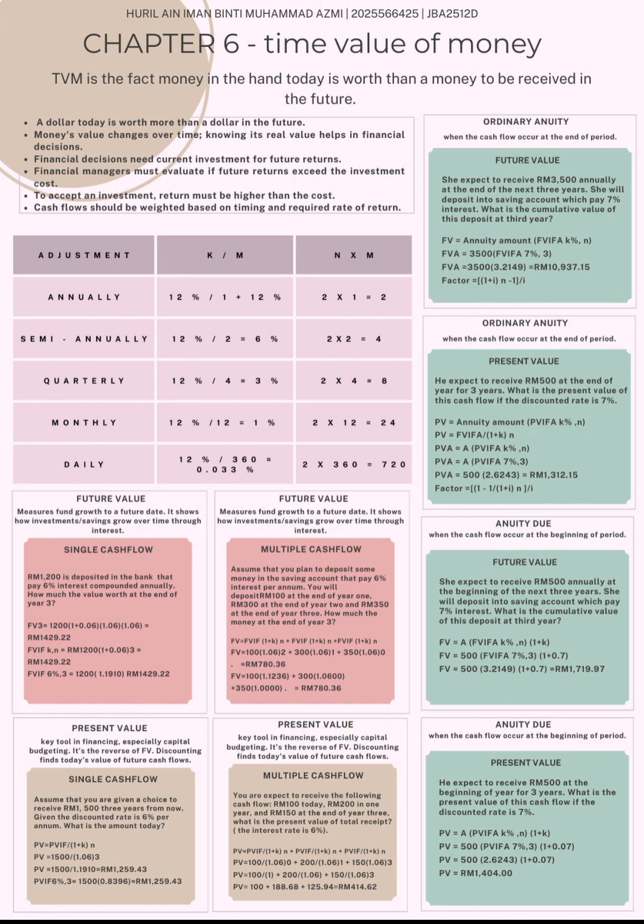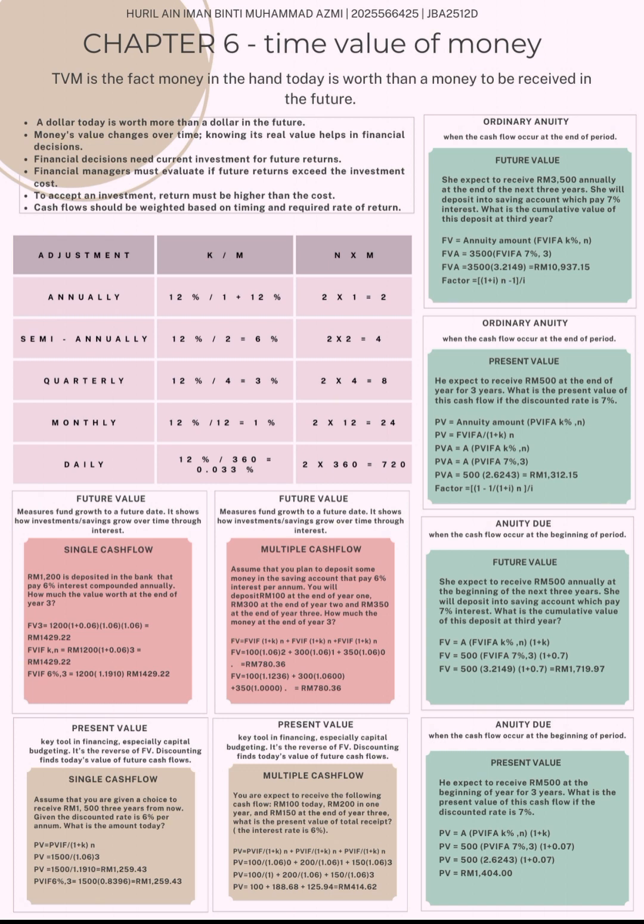Next, present value also has single cash flow and multiple cash flow. For single cash flow, we use PV equals FV divided by (1 plus R) to the power of N. And for multiple cash flow, PV equals PVIF divided by (1 plus K) to the power of N plus PVIF divided by (1 plus K) to the power of N.